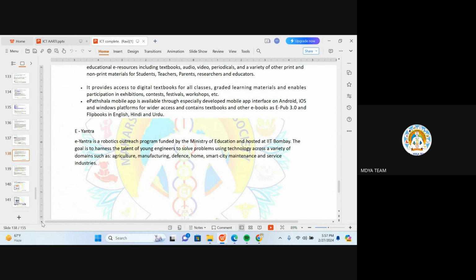E-Yantra is hosted by IIT Bombay. Young engineers use the technology in a variety of domains like agriculture. If someone wants to do engineering in agriculture, they will get the tools and technology through E-Yantra. Also in home science, smart city maintenance, service industries, in all these domains, students will get technology and tools from this platform. This is a robotic outreach program hosted by IIT Bombay, and engineering-level technology is used in E-Yantra.